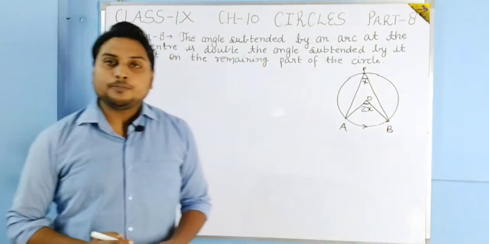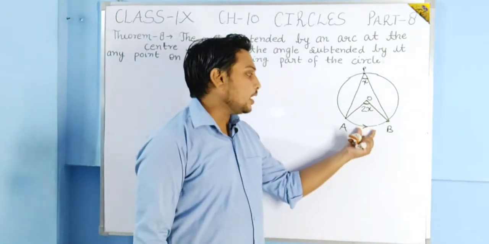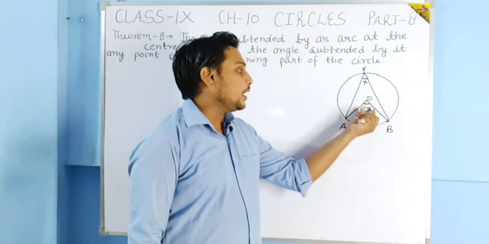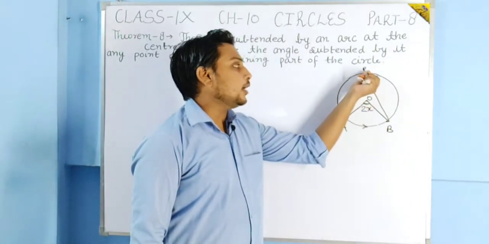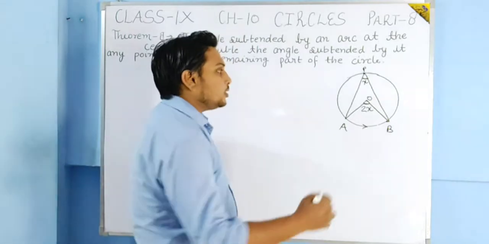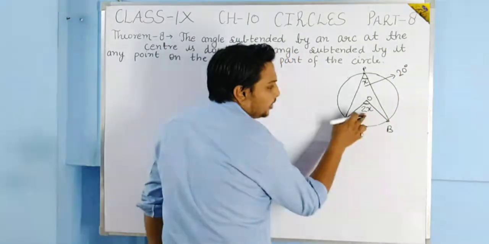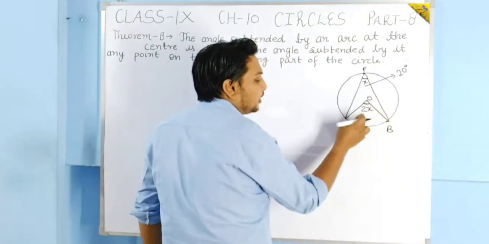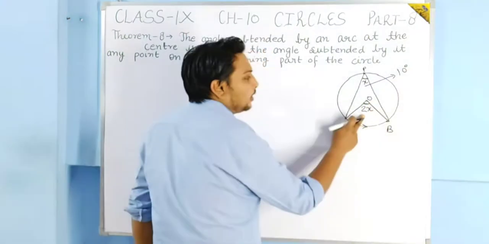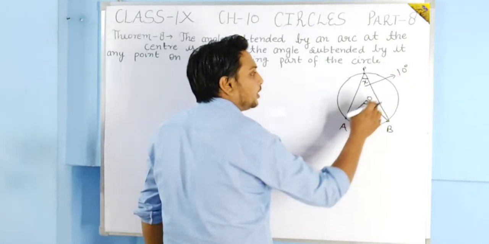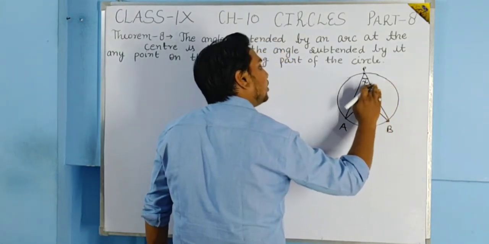Okay, this result is very important, students. What is the result? That by the same arc, the angle formed at the center is twice the angle formed at any point on the remaining part of the circle. Suppose this angle is 20 degrees, then what will be the measure of this angle? It will be twice of 20, means it will be 40 degrees. If this angle is 10 degrees, then this angle will be twice of that, means 20 degrees. Okay, this result helps us to solve the questions.